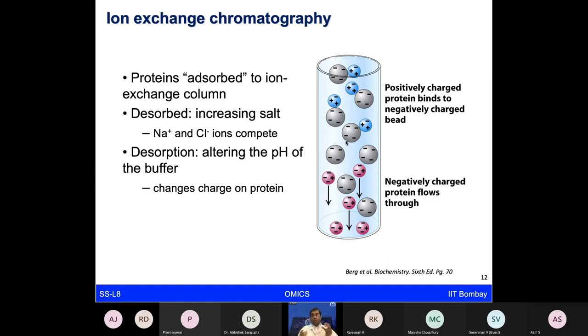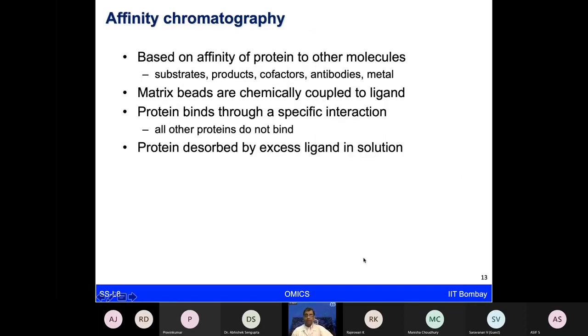Initially you want to get them adsorbed so that they are associated through positive-negative charge interactions. And then you want to desorb them by adding salt with increasing concentration. When you add sodium chloride, it competes and removes these tightly bound positively and negatively charged ions. Or you can also change the pH of the buffer, which changes the charge on the protein, and again the proteins can be eluted out. So if you know the nature of the protein you are working on, you can choose the right type of resin and accordingly separate the protein by ion exchange.